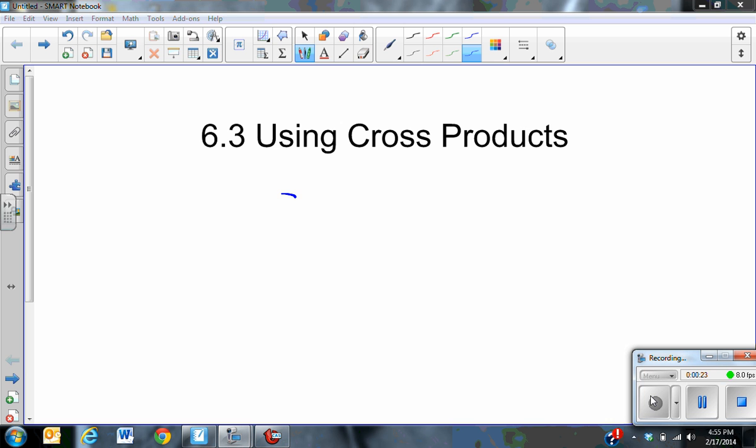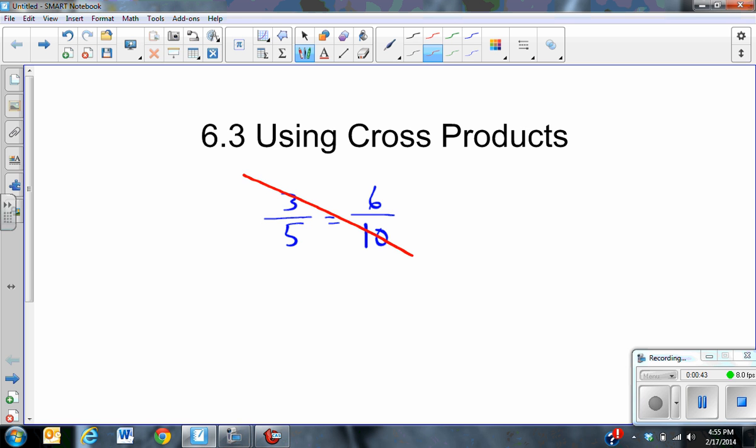So do you agree that 3 is to 5 as 6 is to 10? Agree? Because we know 3 times 2 is 6, 5 times 2 is 10. Yes. Okay, well, if we take their cross product, what we do is we think about, and I'm going to draw this, we think about this x here, okay?